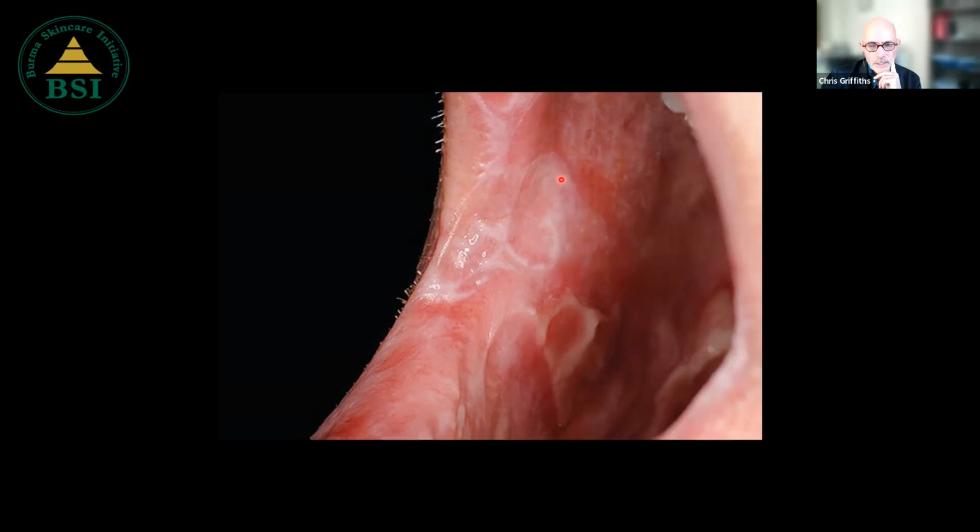You don't see it in every case of lichen planus. It's about 40% of cases, but this would be the clincher. This would make the diagnosis for you. So two things about lichen planus. In some countries it's linked to hepatitis infection, but in most cases we don't know what the etiology is.